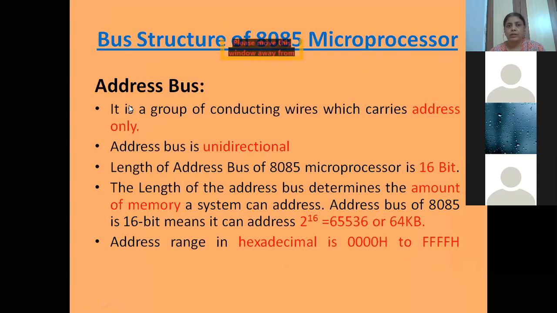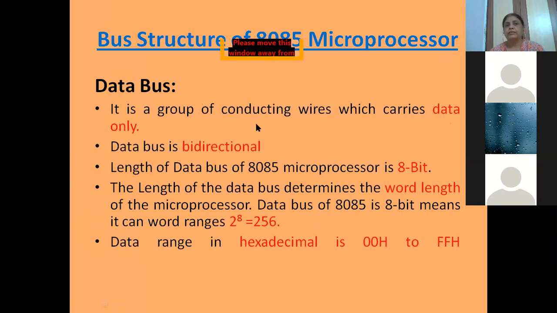Okay, now this one, address bus. Now it is clear I think to you that it is a group of conducting wires which carries addresses. It is unidirectional, it is 16 bit, and because of 16 bit you will come to know how many locations we can address. It can be 64 kilobytes, and the address range in hexadecimal, which we are going to use for programming, is 0000H to FFFFH. Now this is all about the address bus of the 8085 microprocessor. Okay. Now next is the data bus.